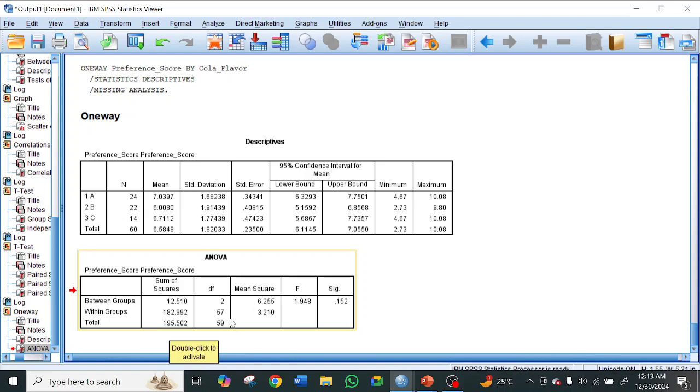You can see this F value here is 1.948. This particular value is actually a large value, and that indicates that there's a greater difference between group means compared to the variation within. So now the next one is the significance. You can see that we have a higher significance value here. So that means this value of F is not statistically significant.